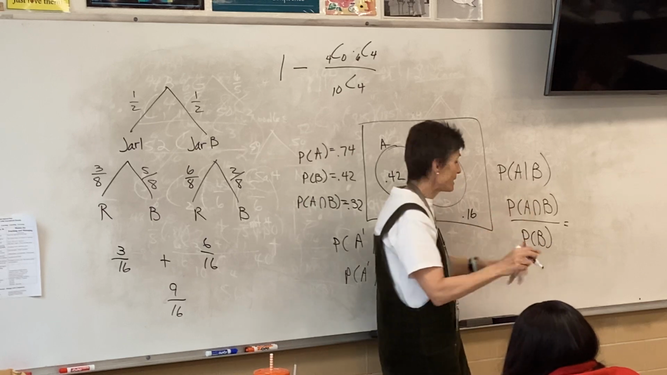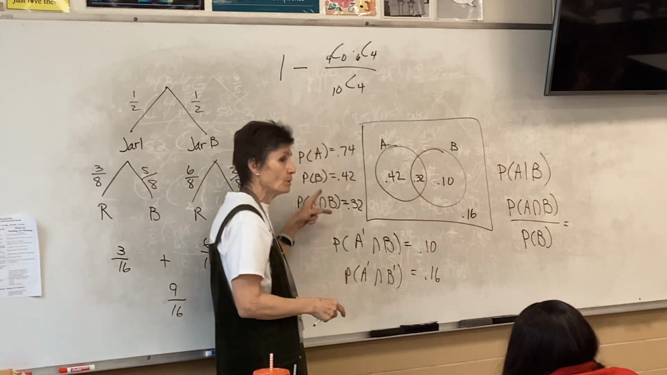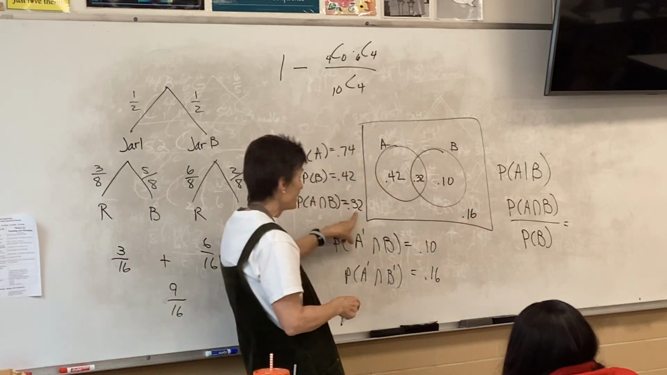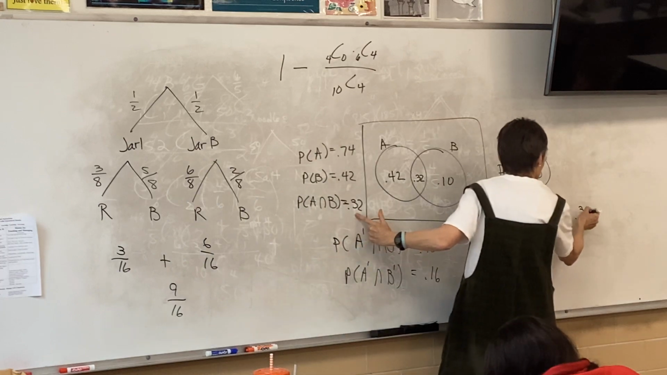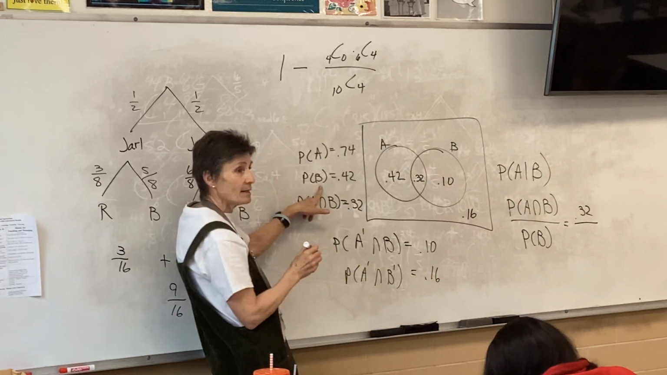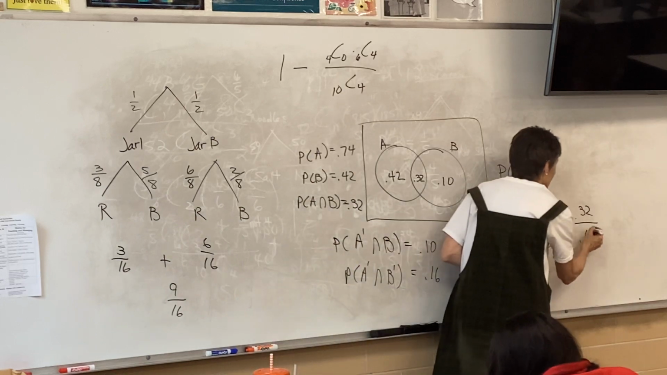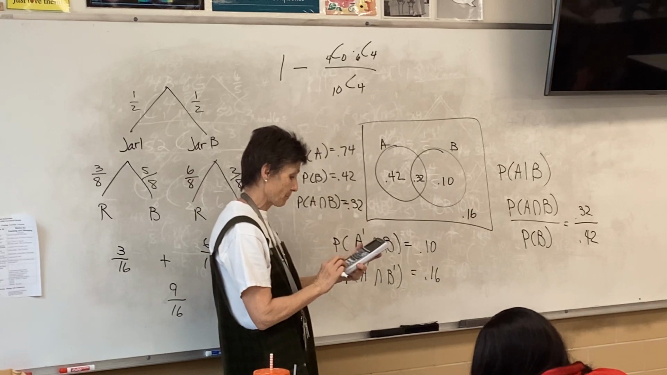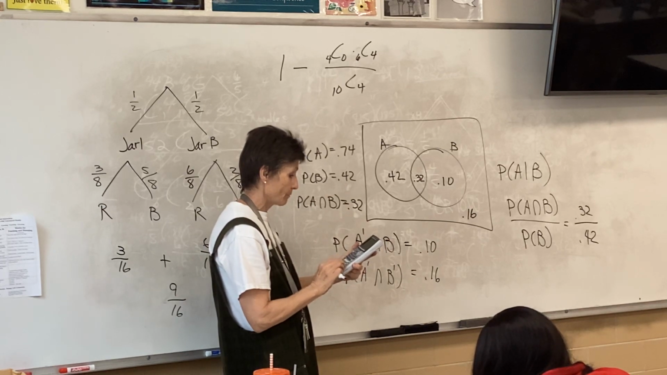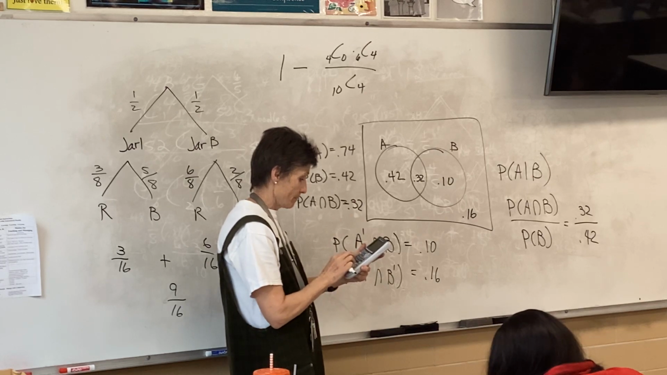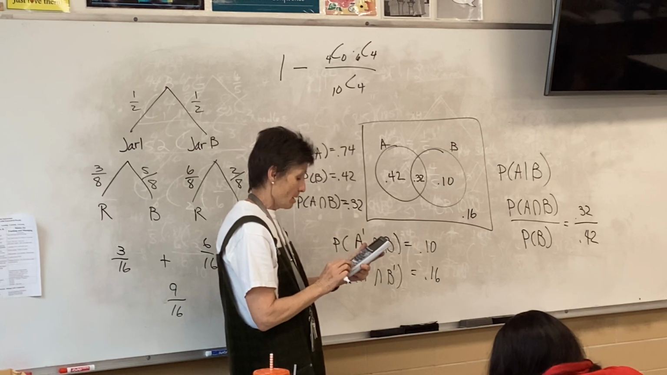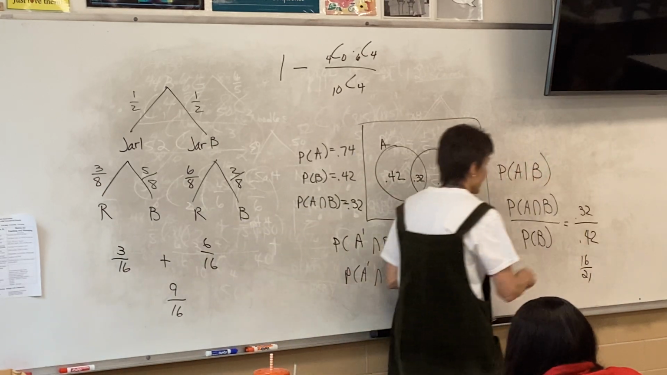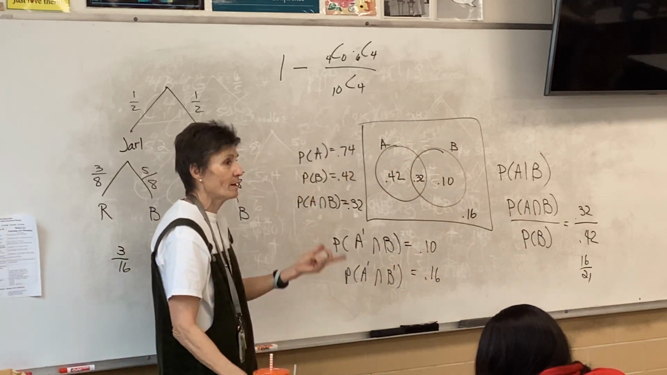All right, now luckily, both of these numbers were given to you. You don't need to figure these out. The probability of A and B is 0.32, and the probability of B is 0.42. So whatever that is in reduced form, 16/21st, if you reduce the fraction. I guess I could have done that. 16 over 21 or whatever decimal that is.